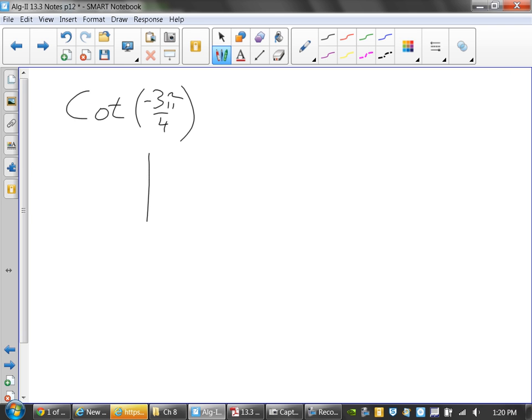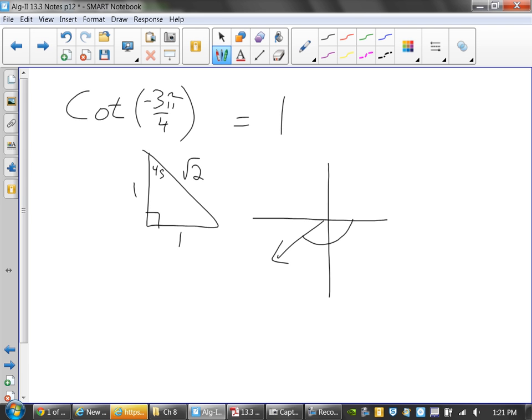If I'm looking at a 45, 45, 90, what's the tangent of 45? 1. So what's the cotangent of 45? 1. So what is the only thing you have to worry about here? We have to think about what quadrant negative 3 pi over 4 wound up in. It's the third quadrant. Is tangent positive or negative there? Positive. So what's the cotangent of negative 3 pi over 4? 1. Are we going to have to memorize? You have to know that.